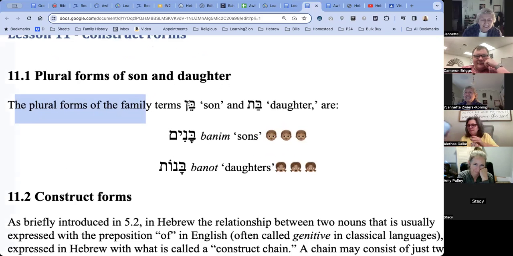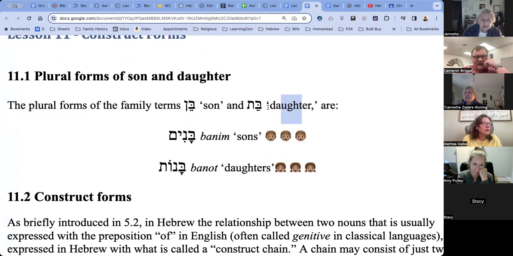Don't forget the plural forms of the family terms son and daughter. So we've got Ben and Bat. I can't zoom in any more than that, but it's a tsere, which is interesting. Ben and Bat. And then we change that tsere to a patach: Banim and Banot. So the daughter one just changes from a patach to a kamatz, and then we change the entire vowel sound on the sons. Banim, Banot.